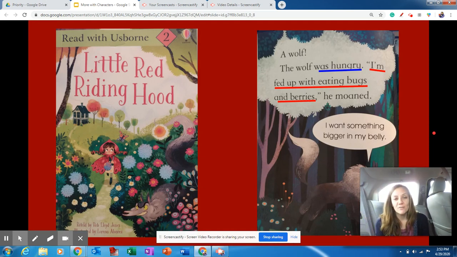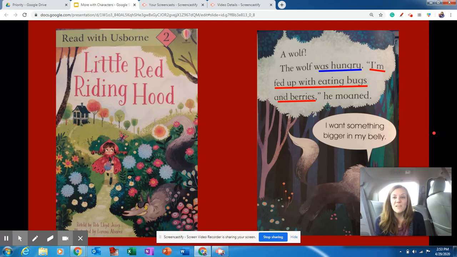I brought along my little Red Riding Hood book and I underlined some places where the character was moving, talking, thinking, or feeling. So let's take a look. Let's see if you can decide. I've underlined in blue some words here. Is it moving, talking, thinking, or feeling? Let's see. The wolf was hungry. Was hungry. Is he thinking he's hungry? Was he saying he's hungry? Is he moving hungry? Or is he feeling hungry? Yeah, he's feeling hungry. The wolf is feeling hungry.